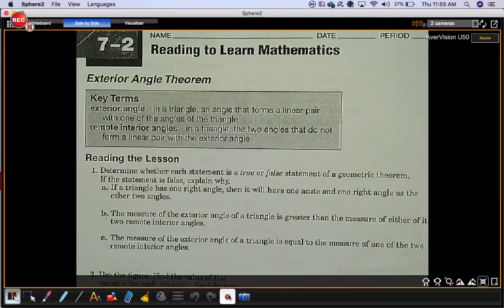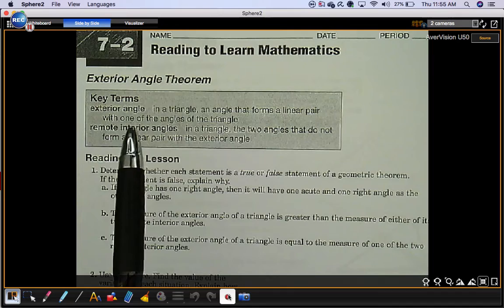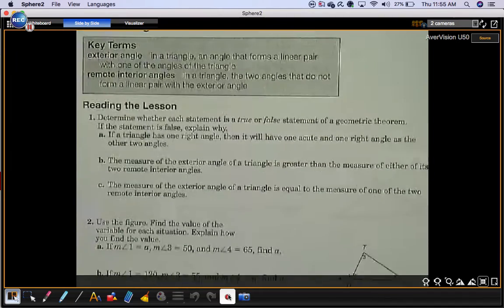This is the Reading and Learn Math for 7.2. They tell you what an exterior angle is and remote interior angles if you have forgotten.